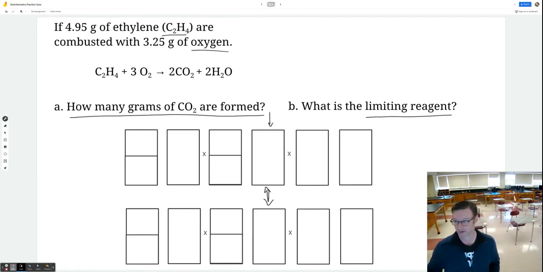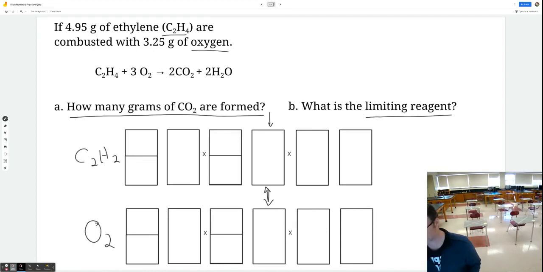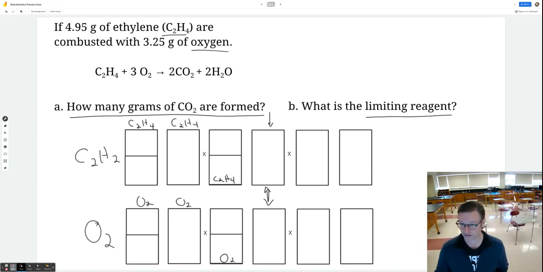But here's what we're going to do. We're going to start one calculation with the ethylene and one with the oxygen. So the top row is going to be starting with the C2H4, and then the bottom one is going to be starting with the oxygen. So this is C2H4. This is O2. When we get to the mole ratio, the bottom will be C2H4. The bottom here will be oxygen. In both cases, the top, or the unknown rather, is CO2. So once we get to that transition, we're talking about CO2 all the way down.